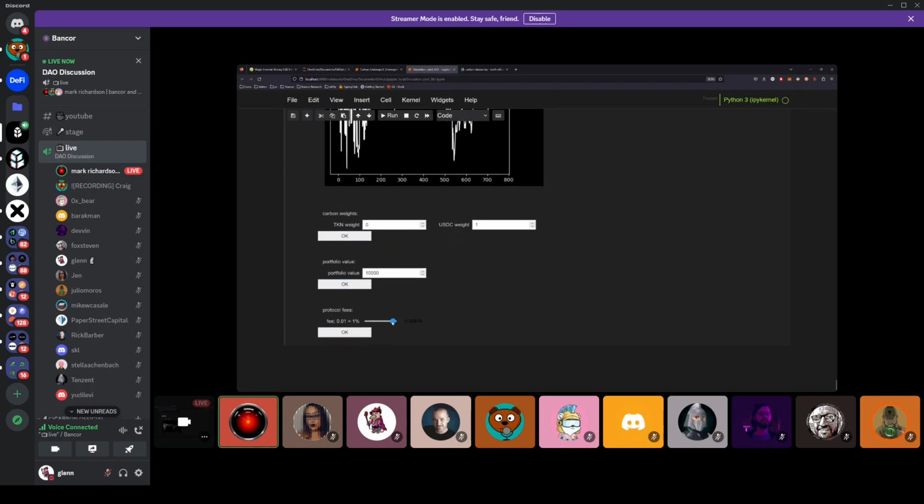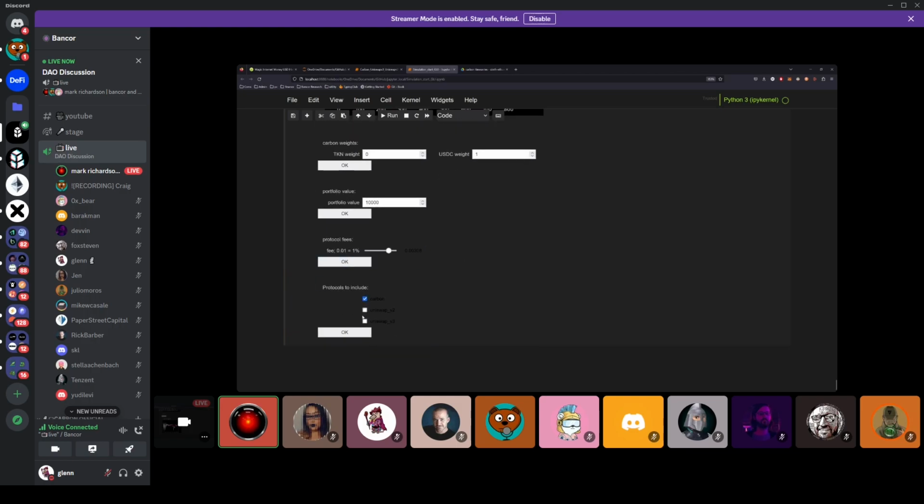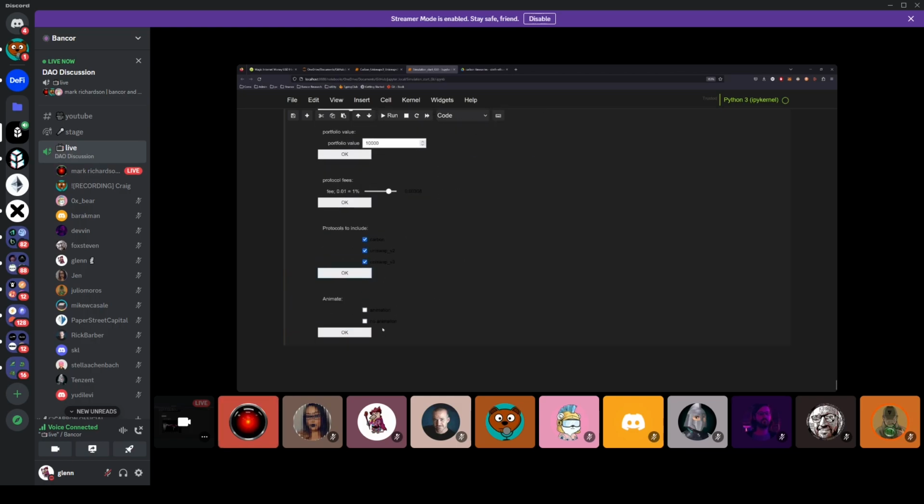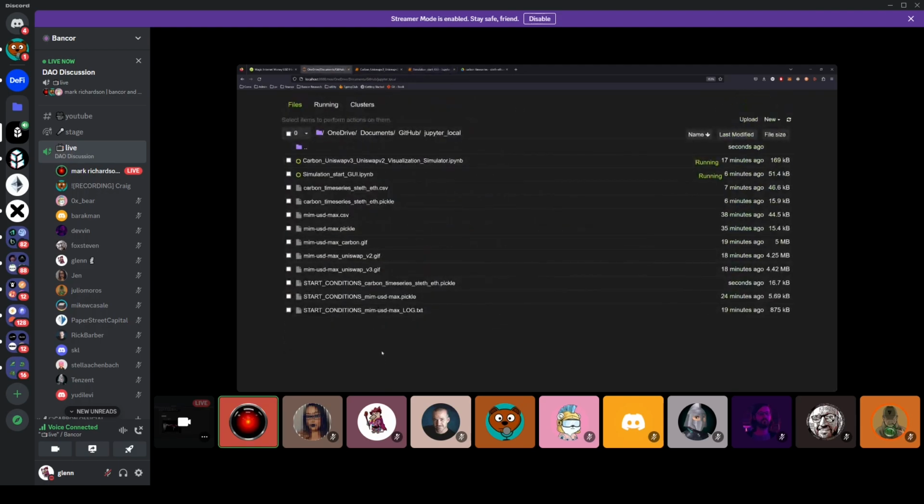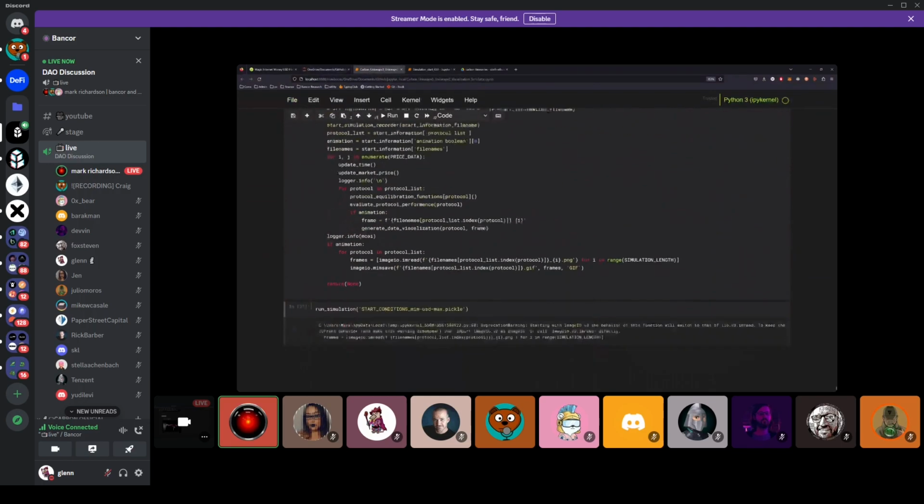And the protocol fee, again, somewhere around 30 basis points I think is good. Let's do all three. We will animate it. Again, you'll see that we've created this pickle file, which is the carbon time series STE pickle. So let's take that and run it through the simulator. We just replace this file name and hit go.